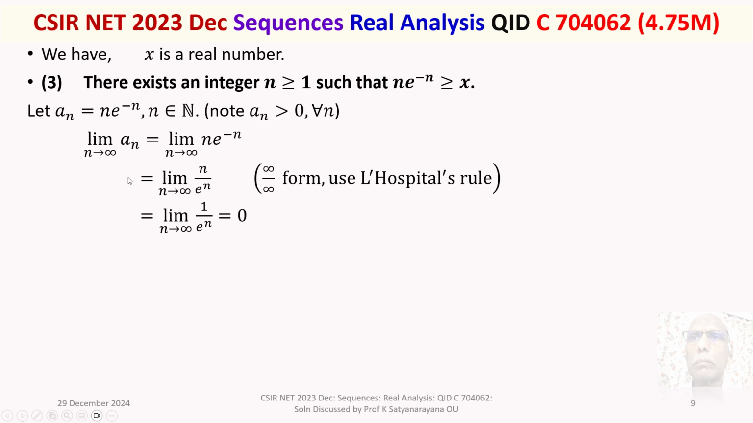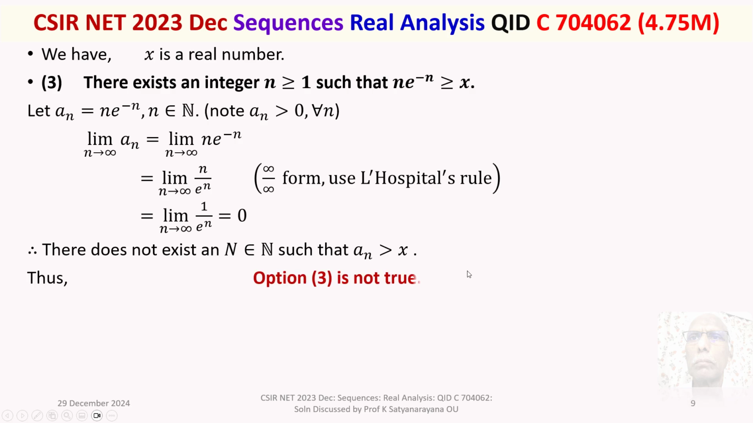So what's happening? It is not diverging to plus infinity. It is converging to 0. Therefore, there does not exist a natural number capital N such that a_n is bigger than x. So option 3 is not true. Therefore, the answer to this question is options 1, 2 and 4.